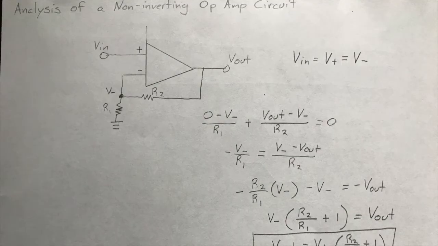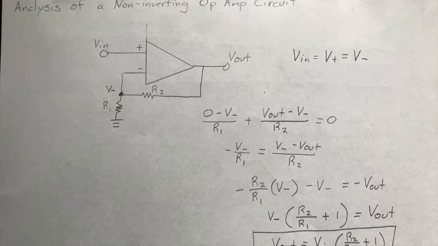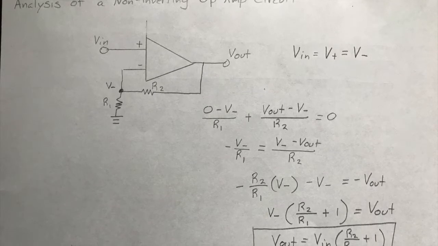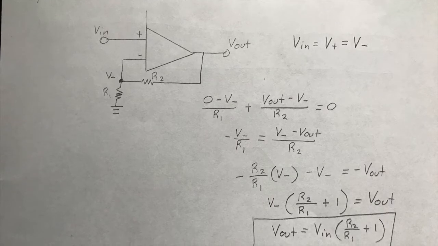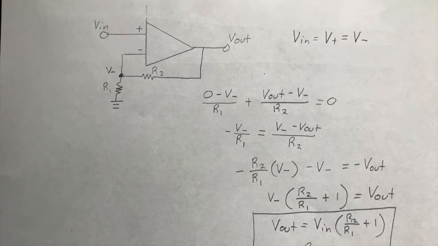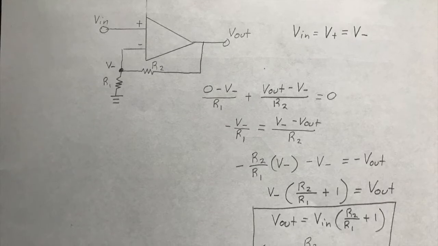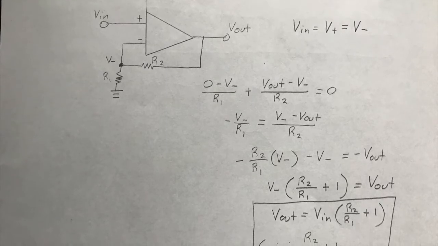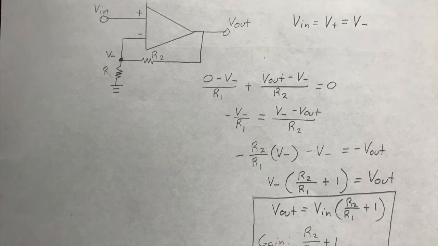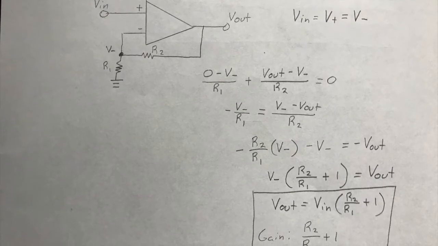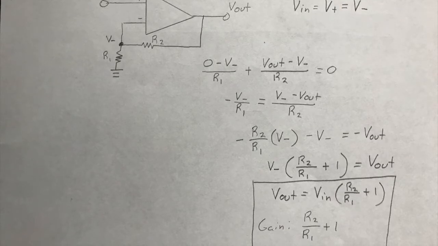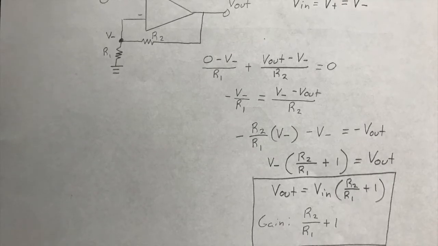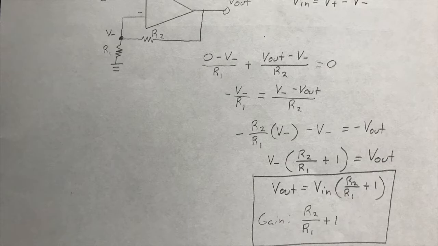Next, we were to derive the gain of a non-inverting op-amp circuit. So first we start with our rule that V plus is equal to V minus, and since we can see that Vin is equal to V plus, we know that Vin must be equal to V minus. We then apply Kirchhoff's current law to determine the relationship between Vin and Vout. We then find the gain to be the factor of Vin, which in this case is R2 over R1 plus 1.